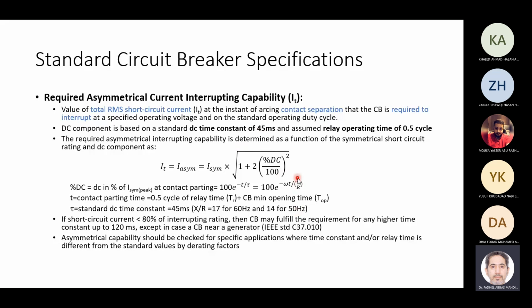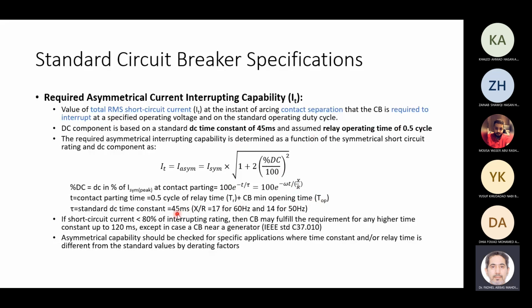So they specified the standard value of 45 for the manufacturers, and they assumed an operating time for the relay of 0.5 cycles in their specifications. So the contact parting time is 0.5 cycle plus the circuit breaker mechanical time, and that gives you the contact separation time, or contact parting time.